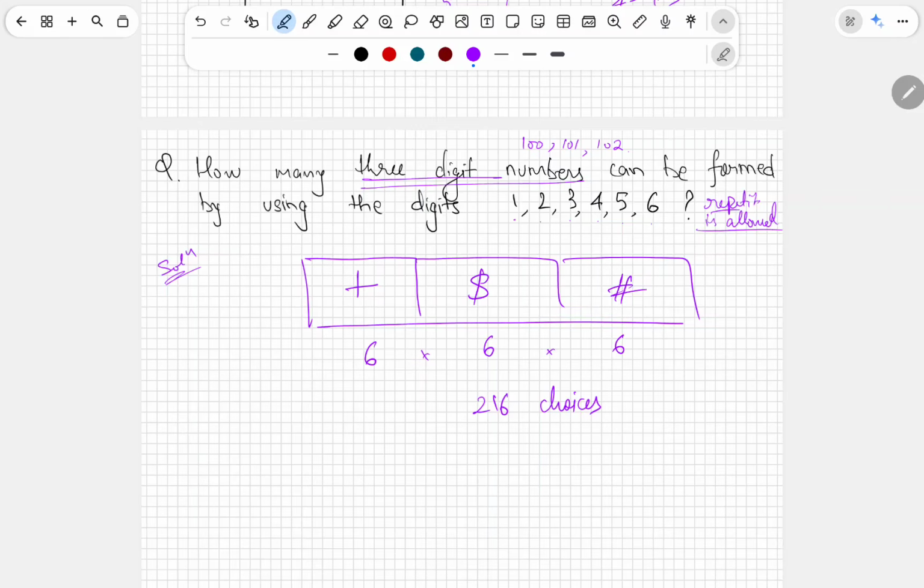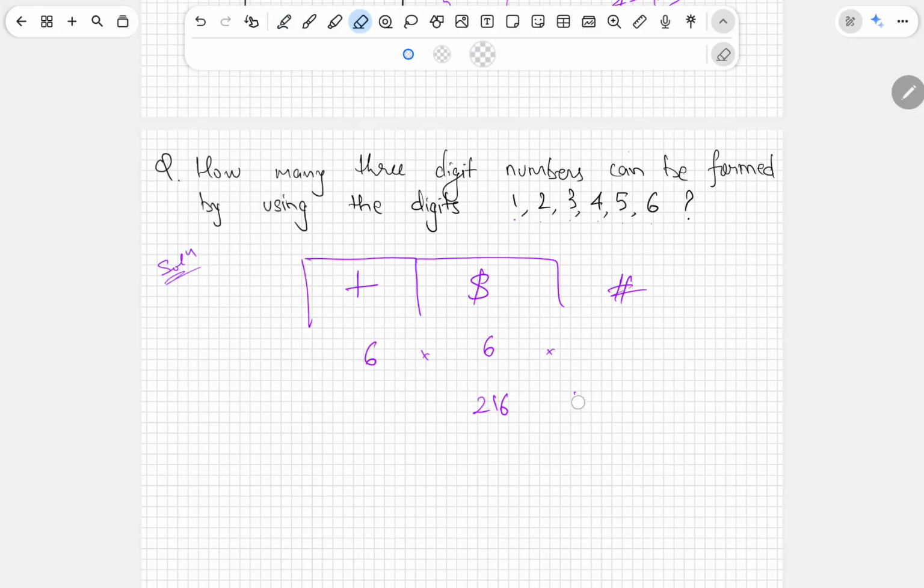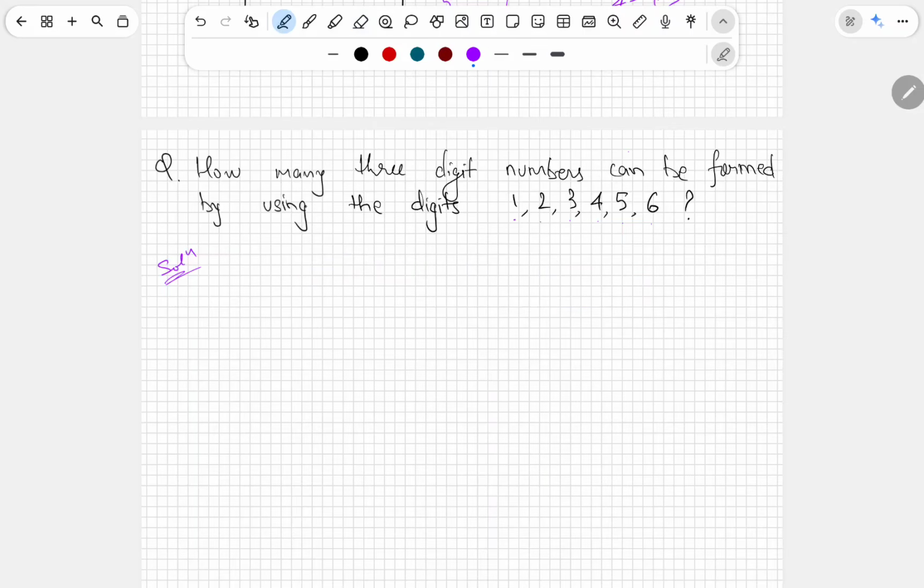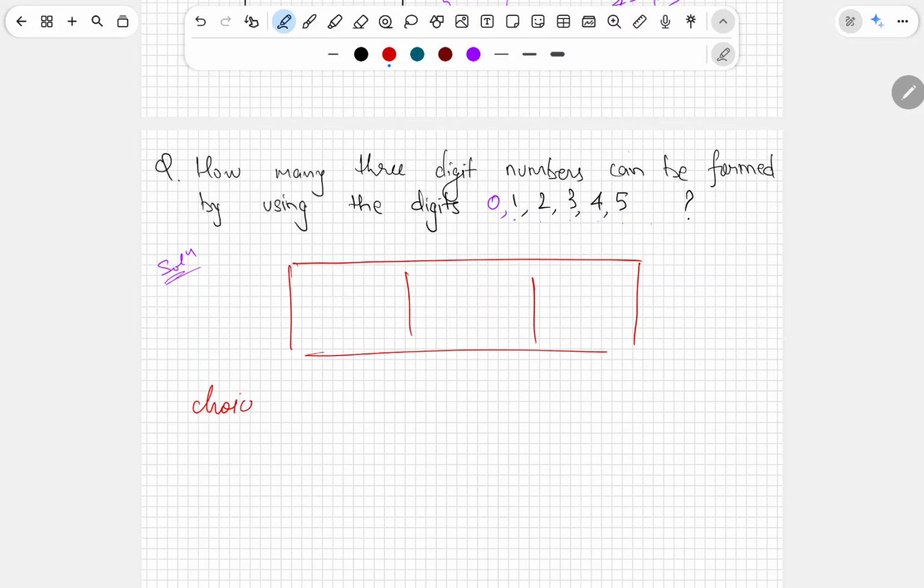Okay guys, now I'll do a little bit of change. This question is done. Now I'm changing the question a little bit to explain a different concept. What if the question said how many 3-digit numbers can be formed by using the digits 0, 1, 2, 3, 4, 5. Again, I have 3-digit numbers, and now I will write the choices over here.